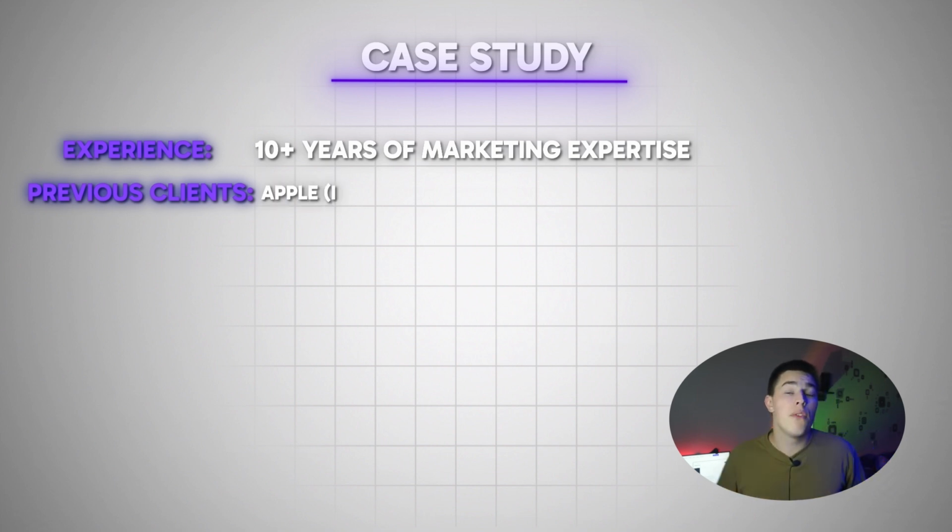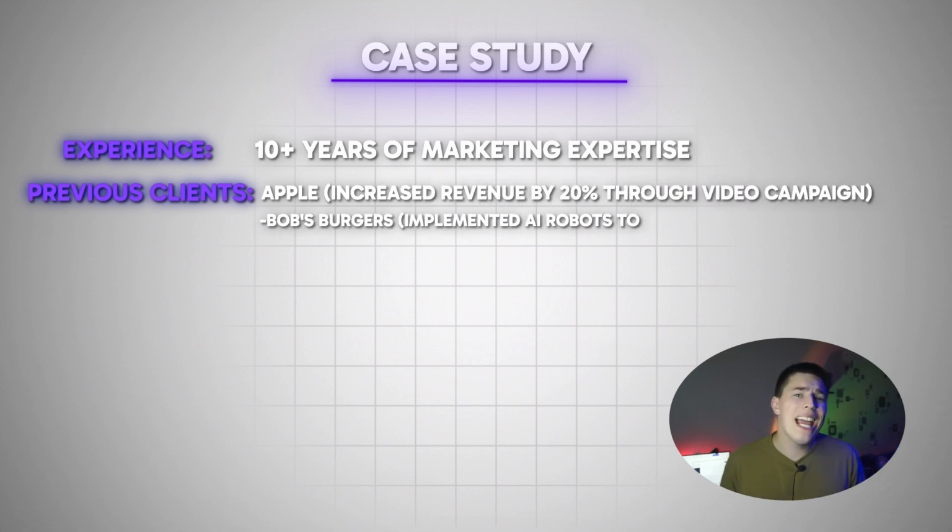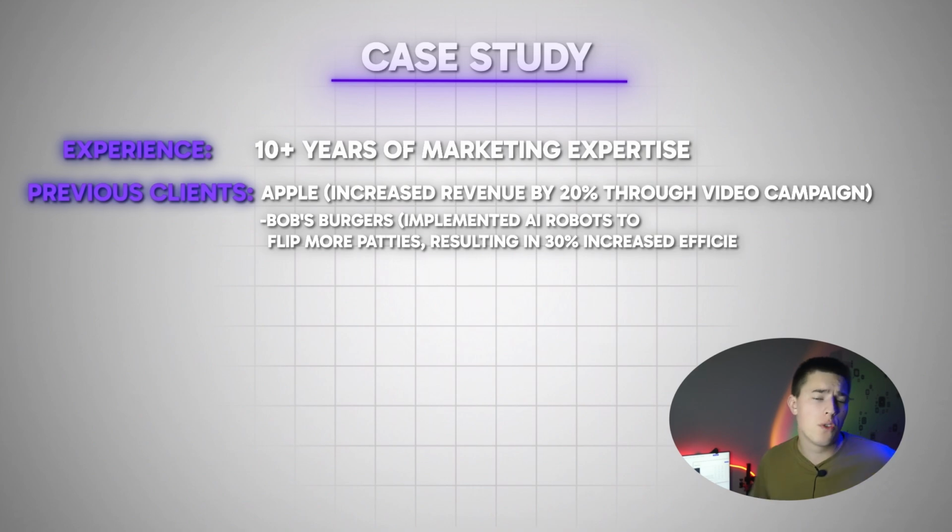You could say, last month we helped Apple increase their revenue by 20%, or we implemented AI robots to help Bob's Burgers flip more patties. Follow the same rules as you do in the first line of the offer. Be specific. Good job, your prospect now trusts you, but they're still thinking, what if everything fails?